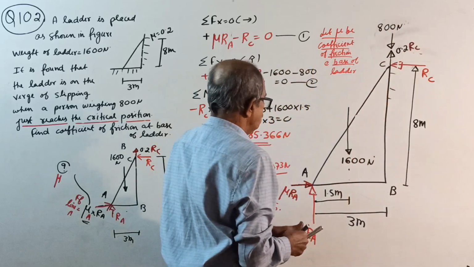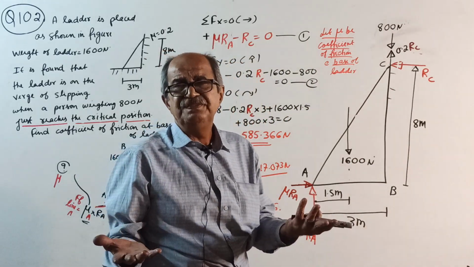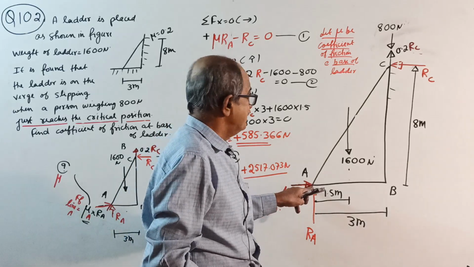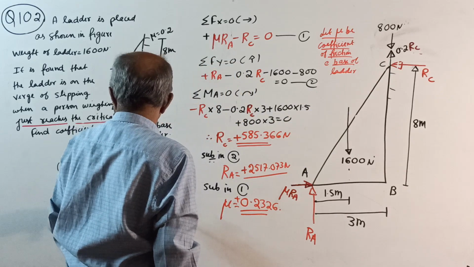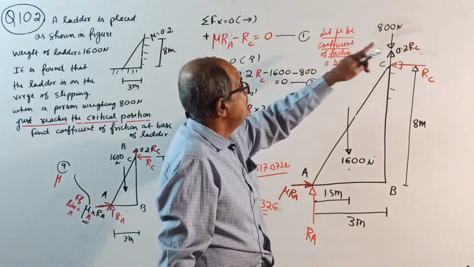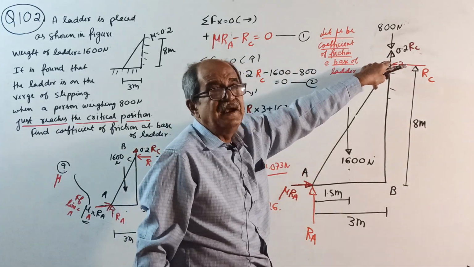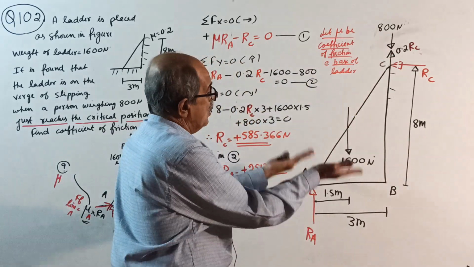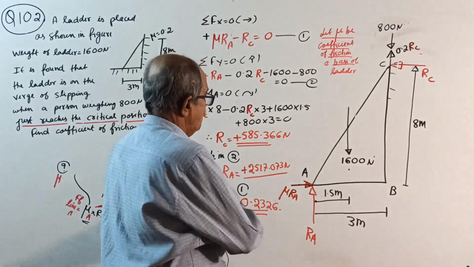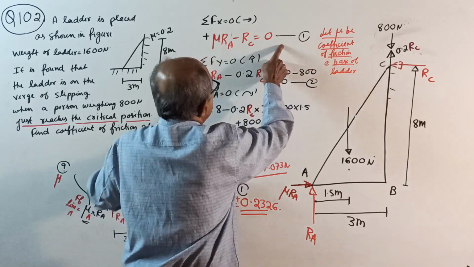Everything is over. Now this mu you have to find. Last time that mu was given, 0.2 is correct. This time you have to find this mu. Now sigma Fx equals 0: plus mu RA minus RC equal to 0, equation number 1.